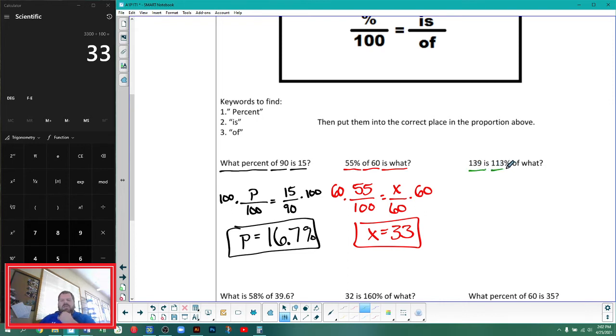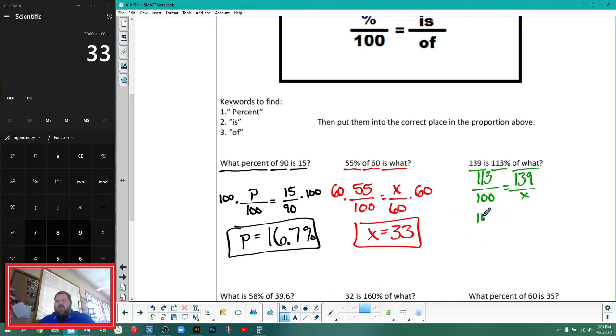139 is 113% of what? So this is my is, this is my percent, this is my of. So percent over 100 equals is over of. This is one where I need to use my reciprocal property first to flip it over so I can solve it.